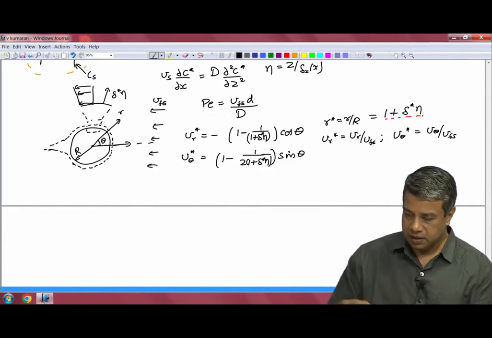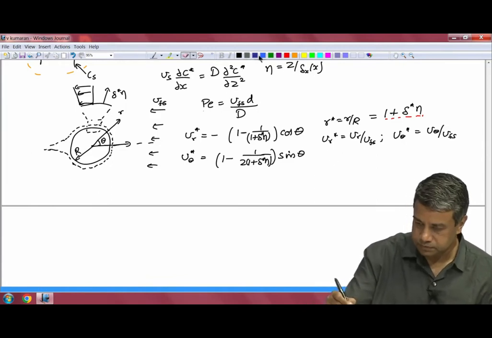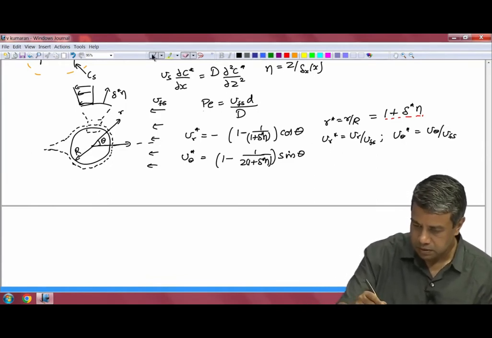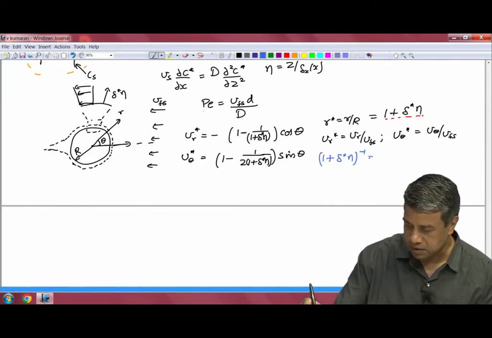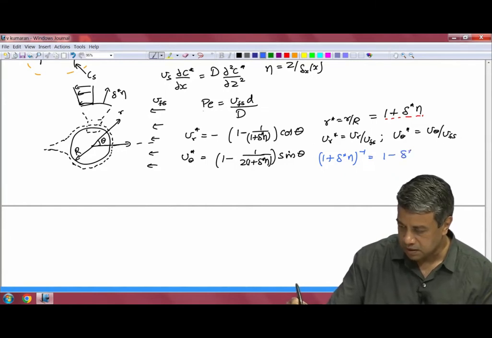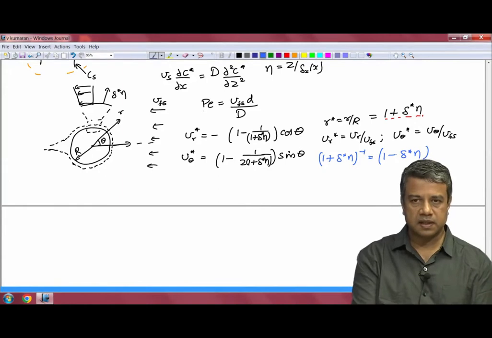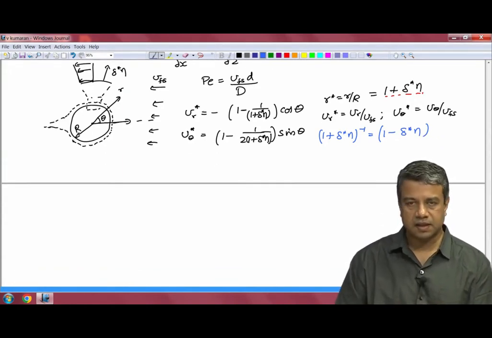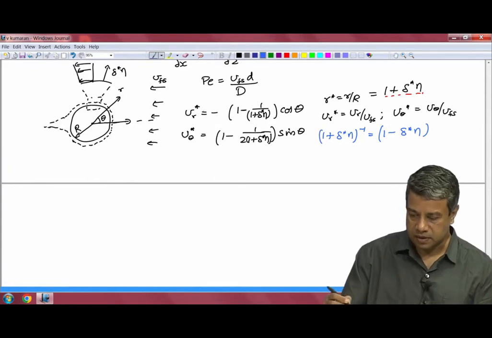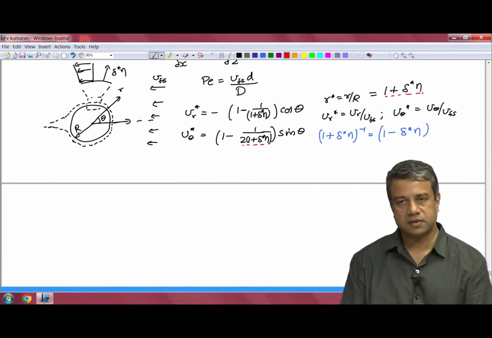Here I will use 1 plus delta star eta, whole power minus 1, is equal to 1 minus delta star eta. In this particular case I just need to retain the first term in the expansion. The second term in the expression of V theta just tends to a half.